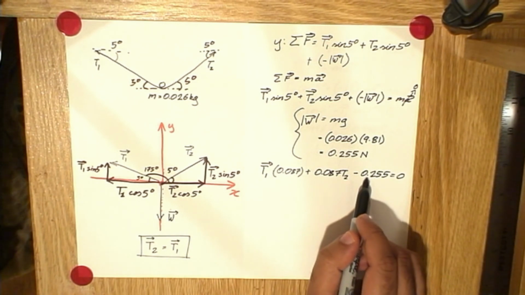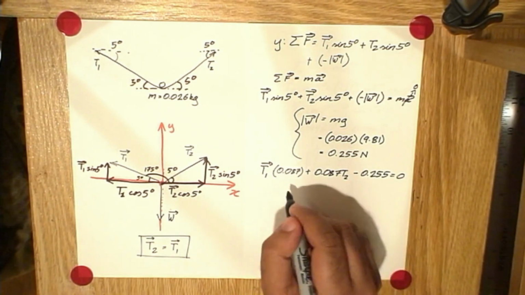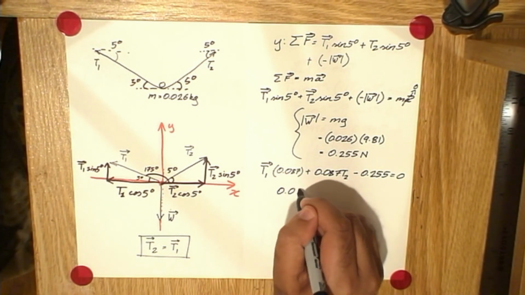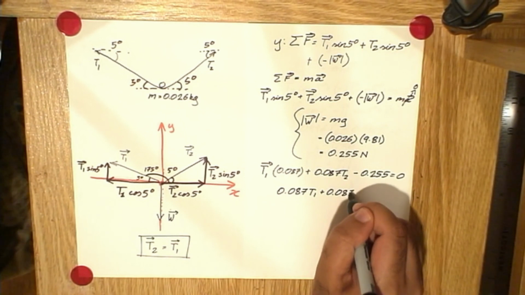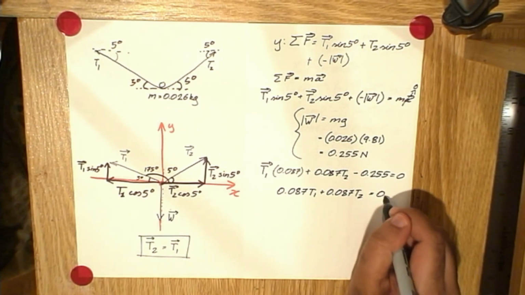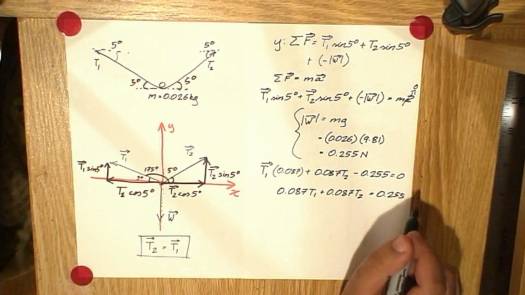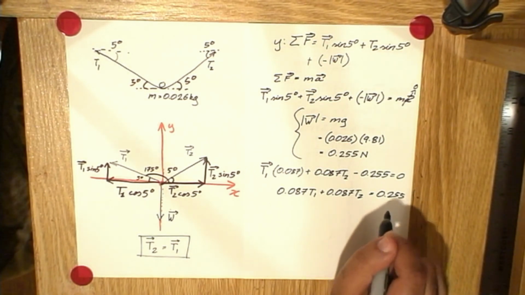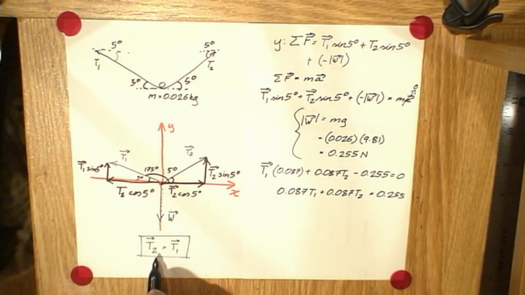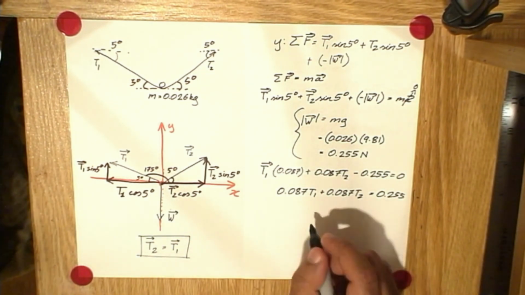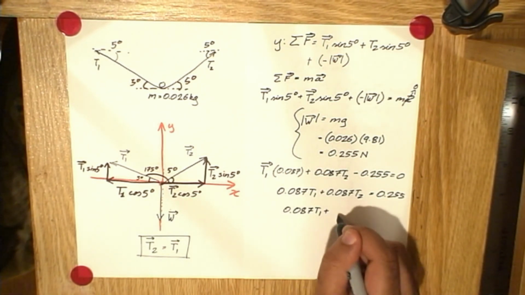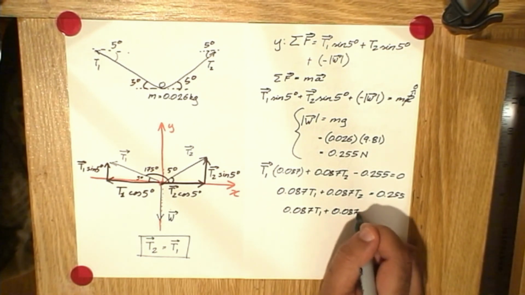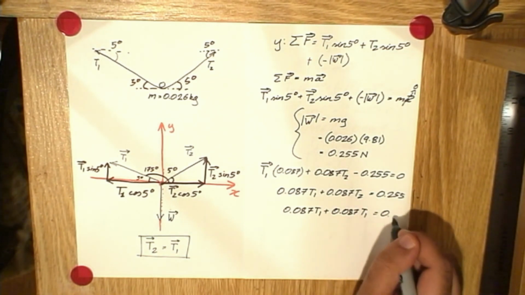So let us simplify this. I can move the 0.255 to the other side, and we end up with 0.087 T1 plus 0.087 T2 equals 0.255. Now, we can simplify this still further by applying this equality, which we found out from the y direction, T2 equals T1. So let's plug in T1 over here. We get 0.087 T1 plus another 0.087 T1 equals 0.255.